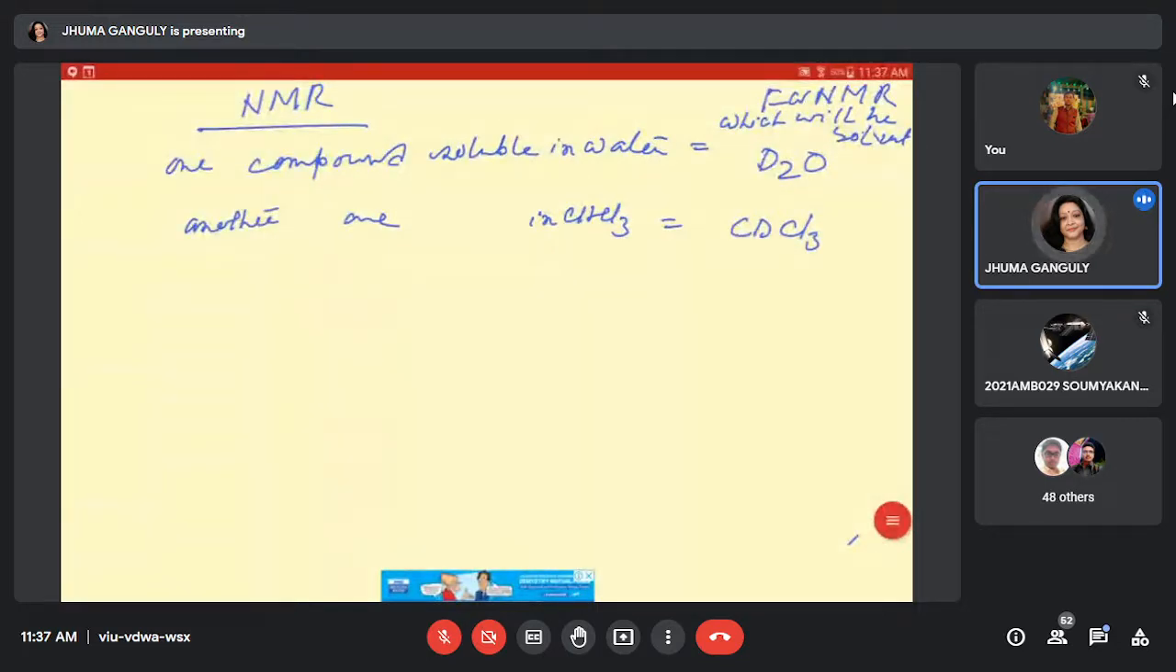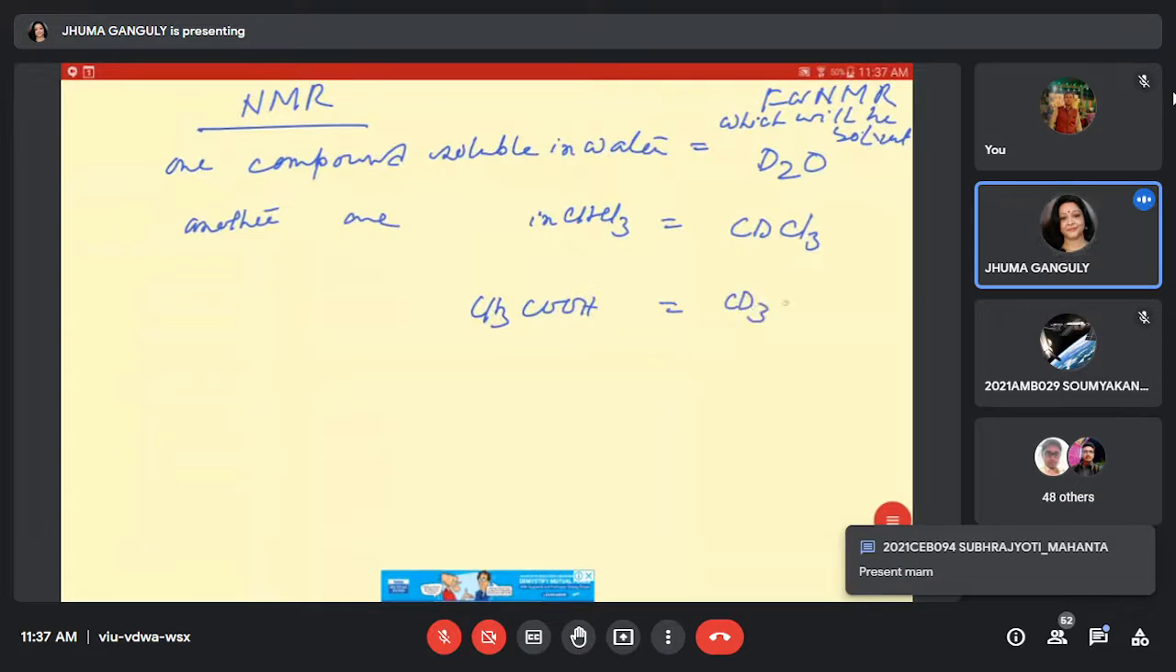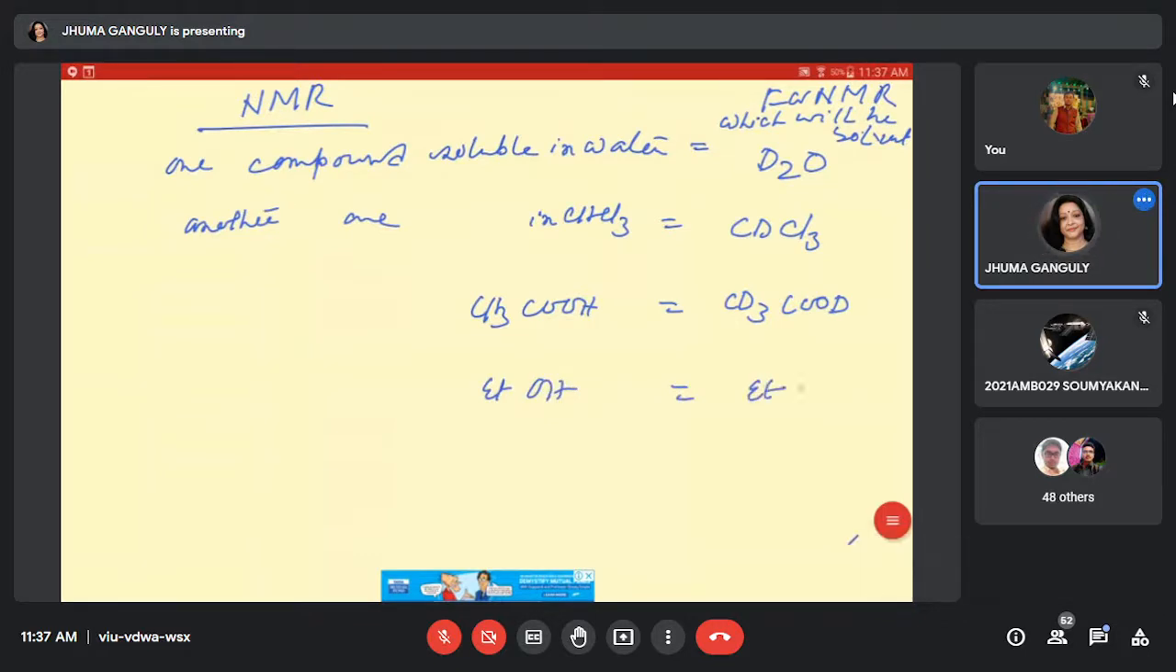Or if you have acetic acid, then what is the formula actually? CD3COOD. If you have ethanol, then the NMR solvent will be EtOD. This part you don't need because all part.